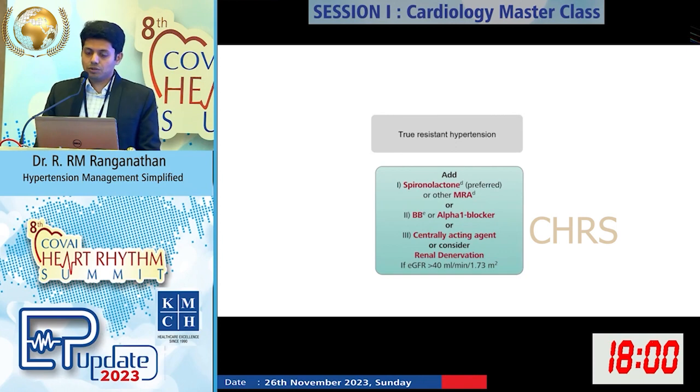So what happens if your patient is adherent, ambulatory BP monitoring shows no white coat effect, and still the patient's blood pressure is high? What do we do? You can add spironolactone. If not, you can add an alpha blocker like prazosin or a centrally acting agent like moxonidine or clonidine. You can also consider renal denervation if all these fail. And renal denervation is a class 2 indication for resistant hypertension treatment.